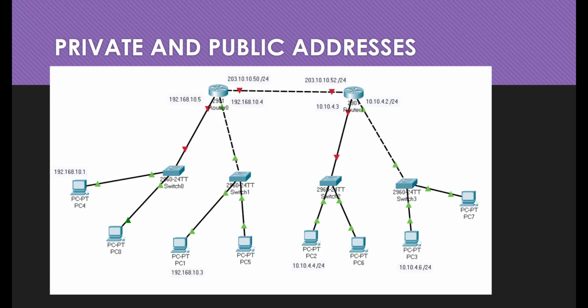So let's look at this network diagram, and we can see that the private addresses are used within the network. So we can see that this is a network. Maybe we can call this network 1 with the IP address of 192.168.10.0, and we can see that it takes an IP range of 192.168.10.1 to 254.